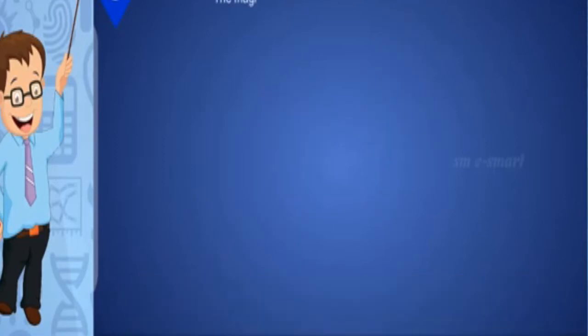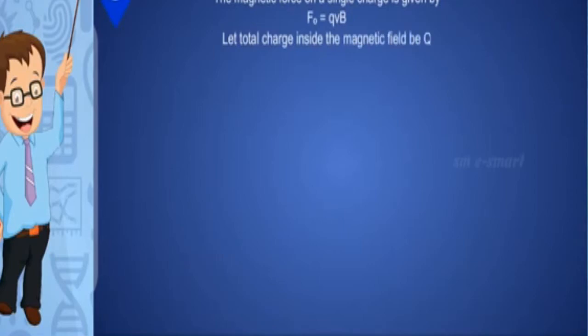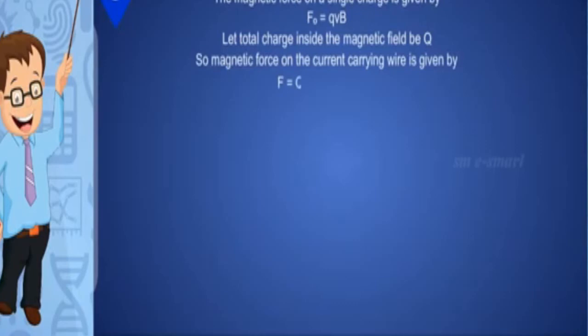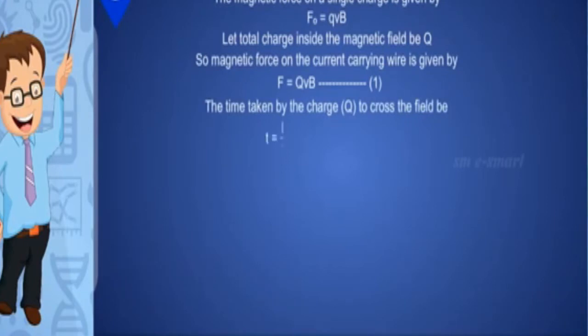The magnetic force on a single charge is given by F0 equals qvB. Let the total charge inside the magnetic field be Q. So, the magnetic force on the current carrying wire is given by F equals QvB. Let this be equation 1. The time taken by the charge Q to cross the field B, t equals L by v, which implies v equals L by t. Let this be equation 2.